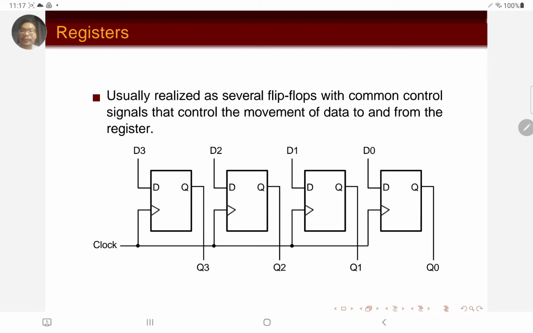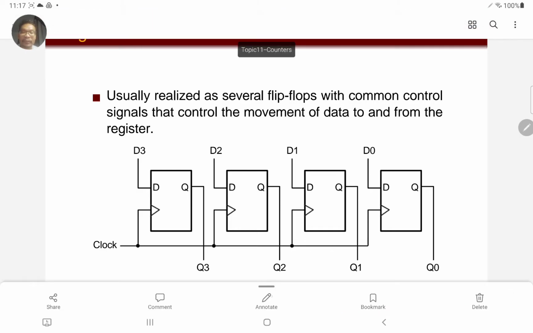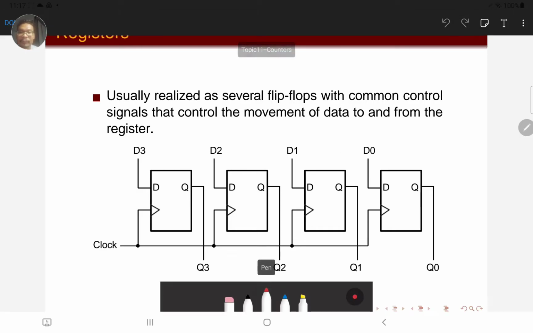So registers are usually realized as several flip-flops with common control signals that control the movement of data to and from the register. So for example here, we have a common clock all the way to the registers, and we have D0, D1, D2, D3, and the output is Q0, Q1, Q2, Q3.